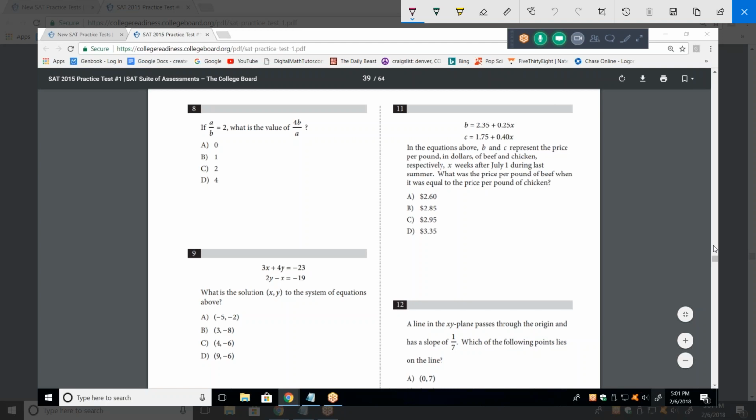All right. So what are we going to do here? Go ahead and read through this. Equations above, B and C, represent the price per pound in dollars of beef and chicken. Remember, the goal on all of these word problems is to put it into an equation. If you can put it into an equation, then you can solve it.